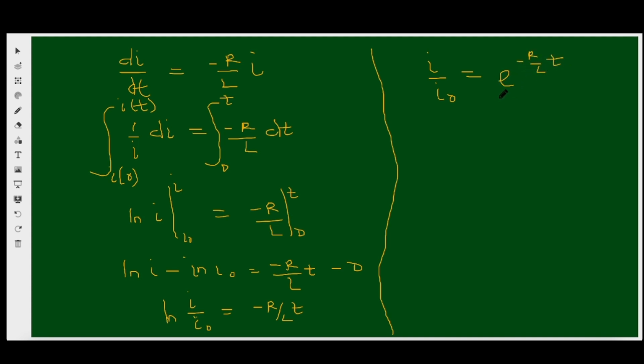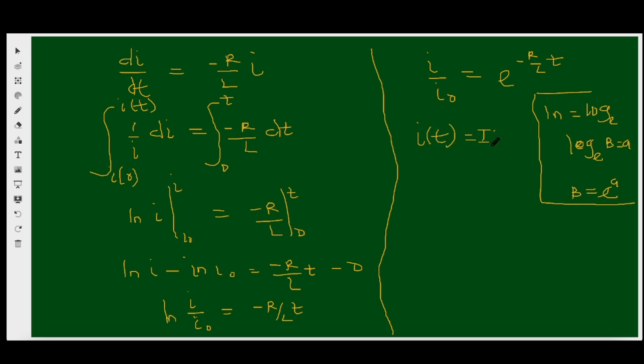How does this e come into place? ln is the same thing as log e. It's called the natural logarithm. So if I say log base e of B equals something, let me say A, it means that B equals e raised to power A. So that's the law of logarithm. Therefore I can say that i of t equals i of 0 e raised to power minus (R/L) t. So this is the natural response for an RL circuit. That's very, very straightforward.